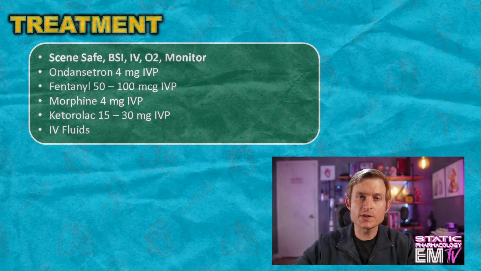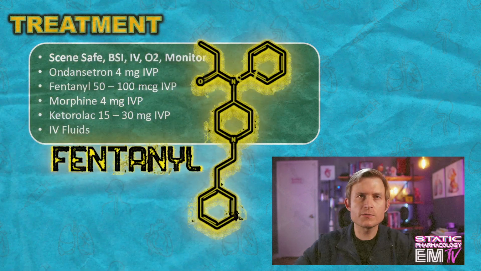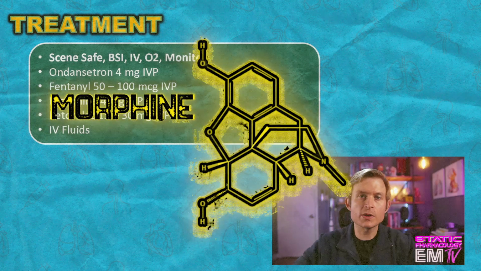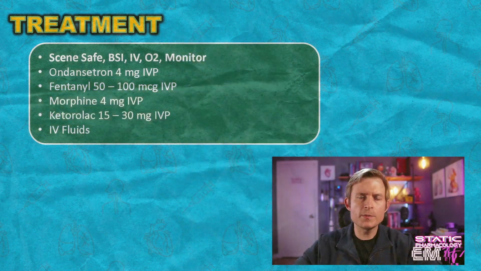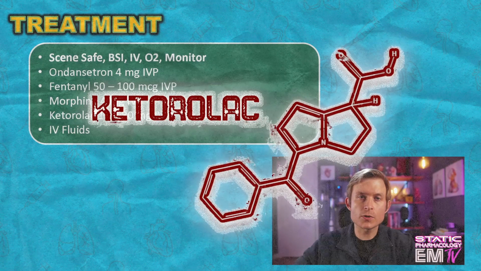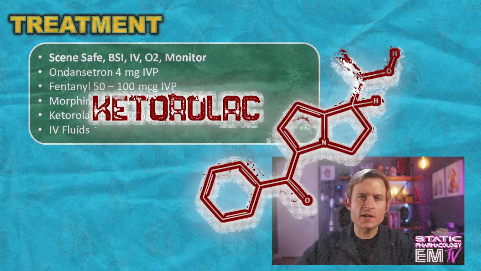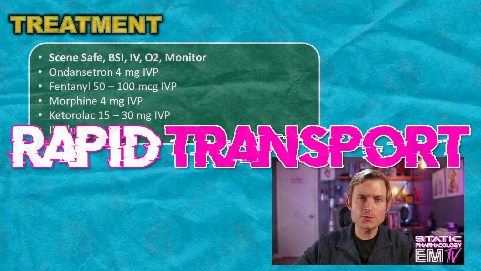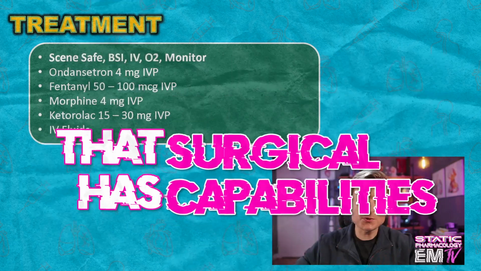Pain management is also a consideration for this patient. I could administer fentanyl at 50 to 100 micrograms given IV push, or morphine, 4 milligrams IV push. For non-opioid pain management, you could also administer ketorolac. Ketorolac is an IV NSAID, long considered contraindicated for a patient who has a potential to be a surgical candidate. However, most contemporary surgeons are okay with the administration of ketorolac for pain control. You'll then administer IV fluids, such as normal saline or lactated ringers. And finally, rapid transport to an appropriate facility that has surgical capabilities.